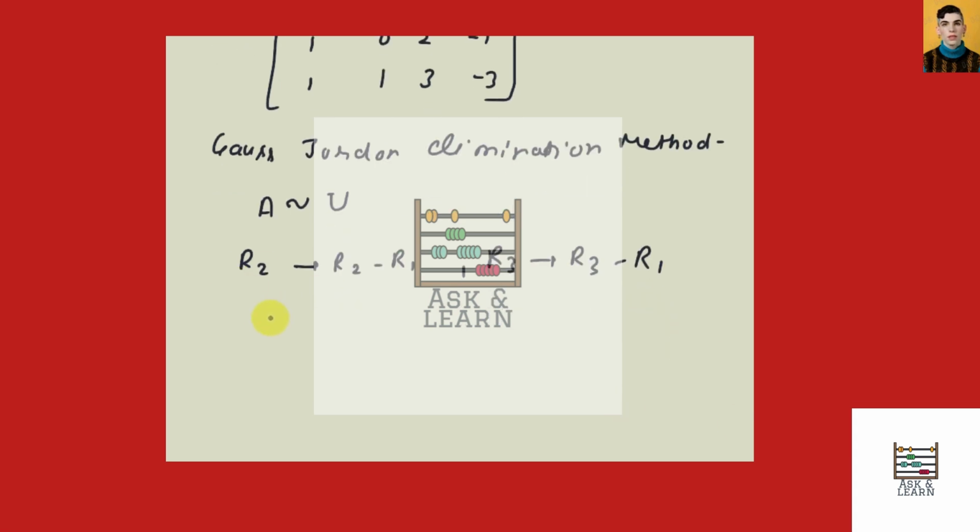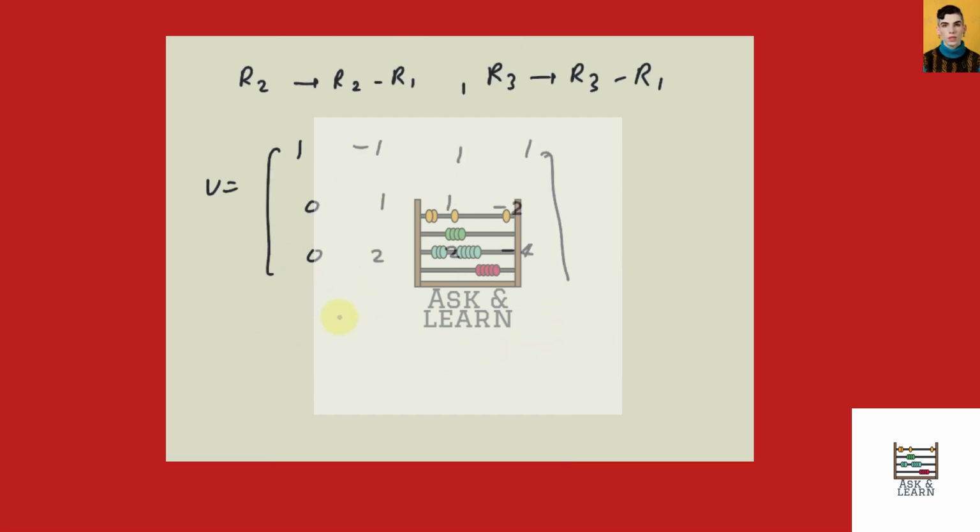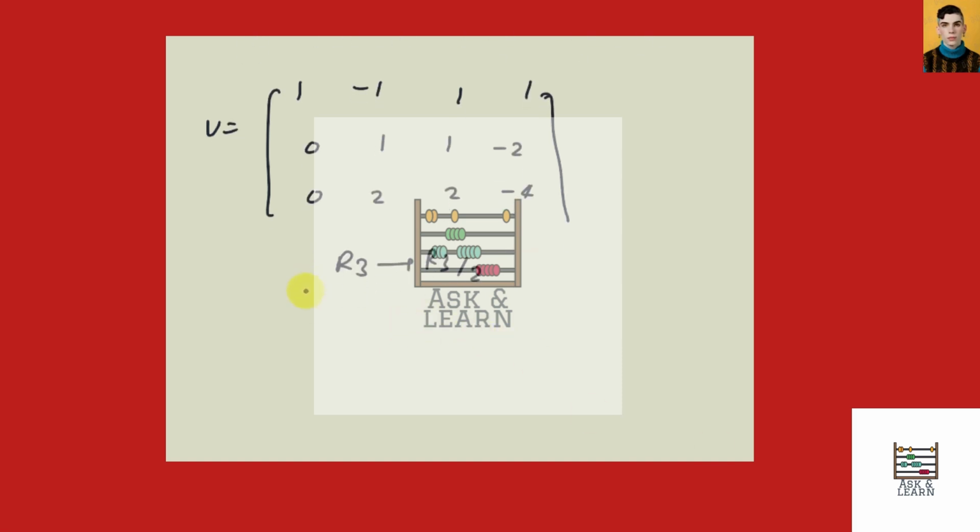Then we get first row 1, -1, 1, 1 as it is, second row 0, 1, 1, -2, and third row 0, 2, 2, -4. So now this is U. Now apply the second operation, R3 divided by 2. Then we get the first and second rows as they are, and the third row is 0, 1, 1, -2.